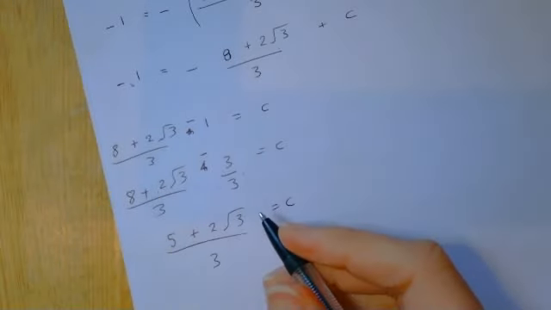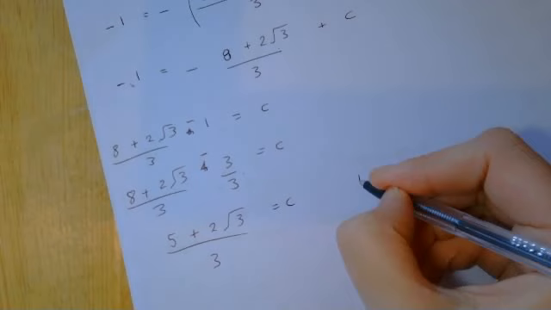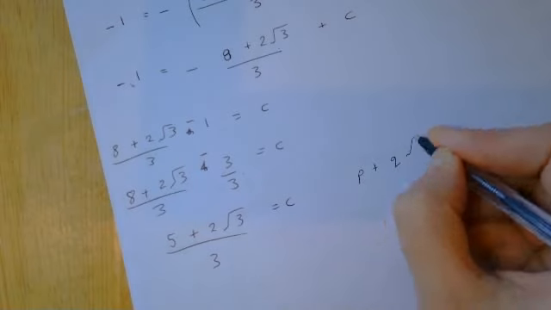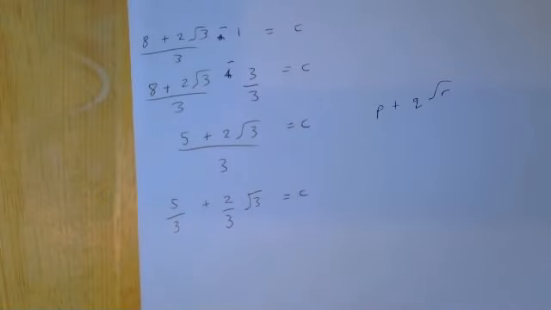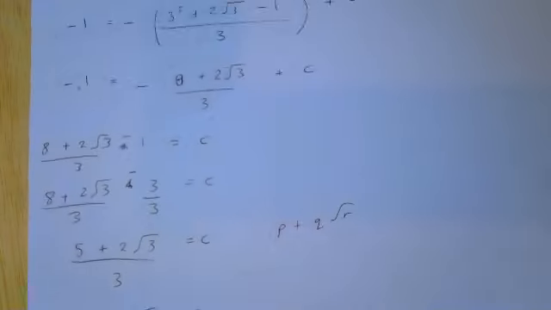So I wrote my -1 as 3 over 3, and now they're both over 3, so I can take it away. It wants me to write C in the form P plus Q root R. So I'm going to write it as 5 over 3 plus 2 over 3 root 3. Now I'm going to see if that's right. Yes, good.